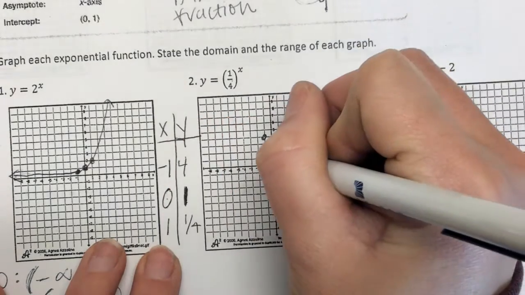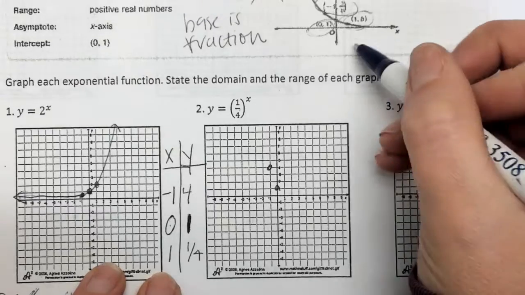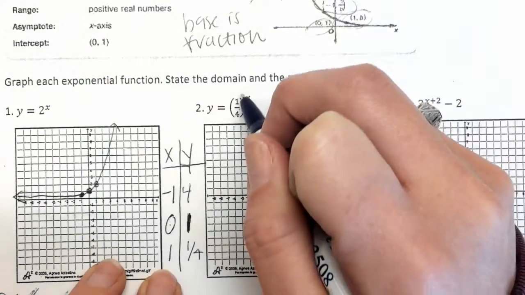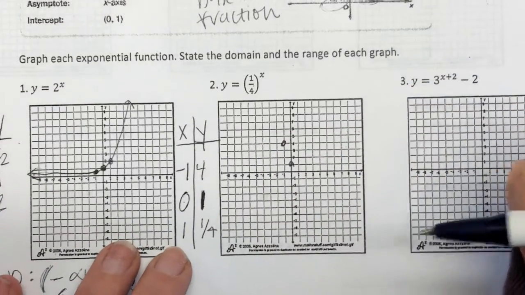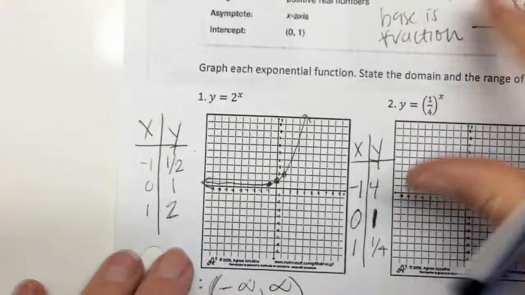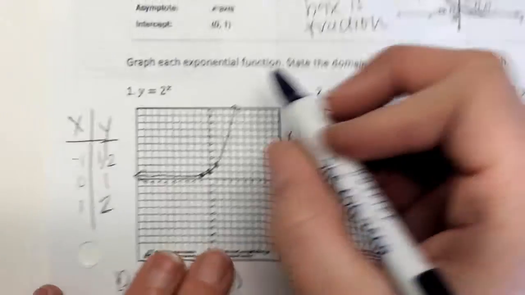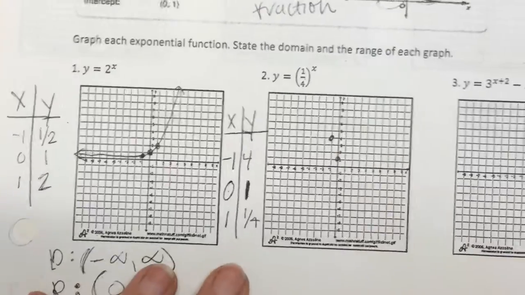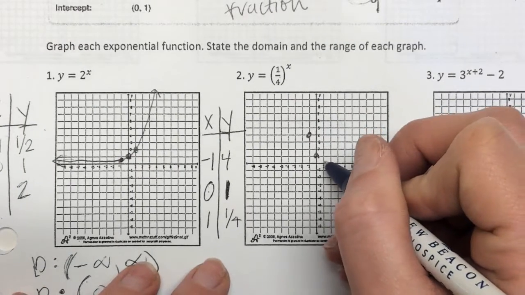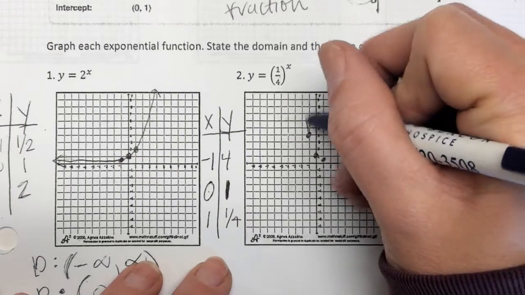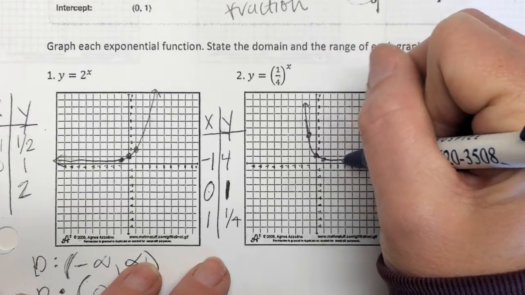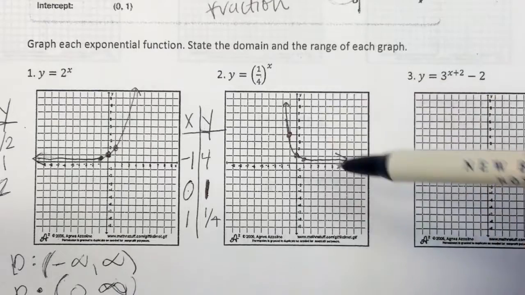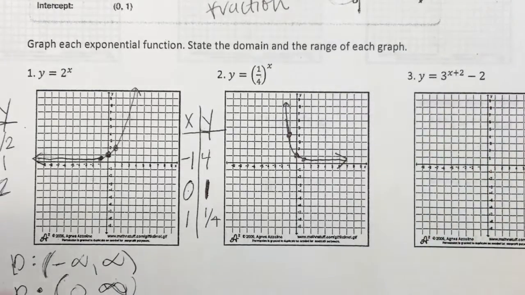Oops, that's not 1. It looks like a 0. Right here, it's always going to be 1b. So 1 and then your base is 1/4. It's always going to be 1b. So 1 and then your base is 2. Alright, make sure it goes on forever on both sides. This one's decay because it's going downhill plus the base is a fraction.